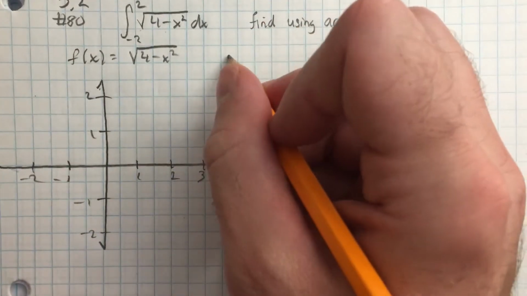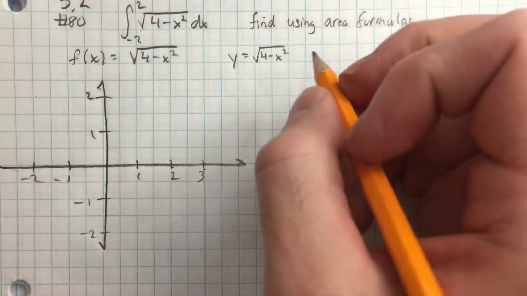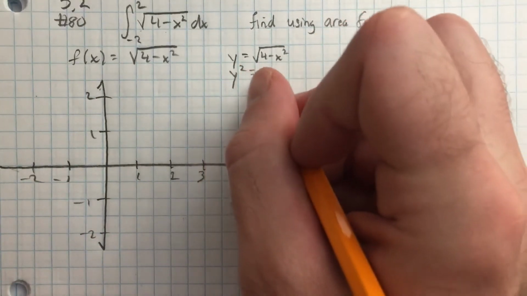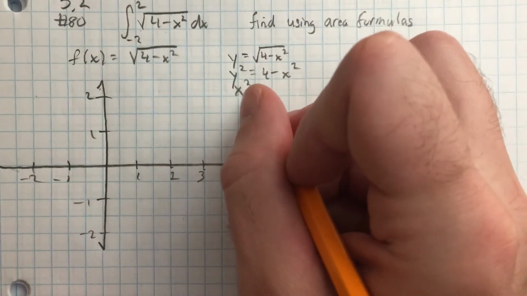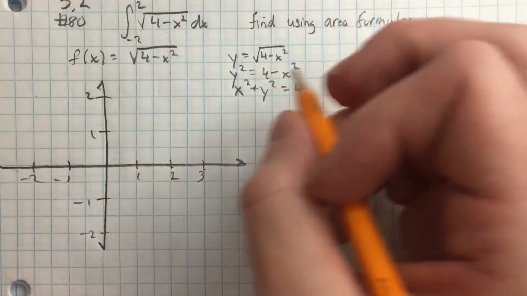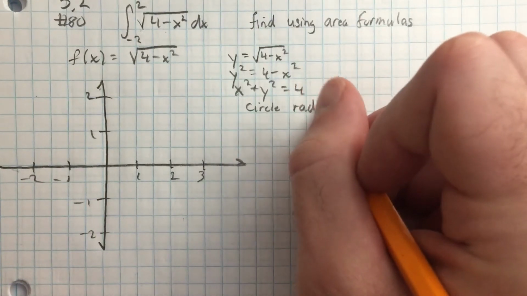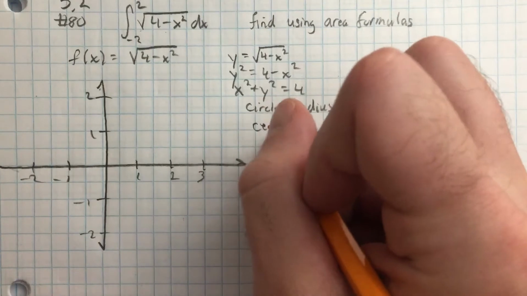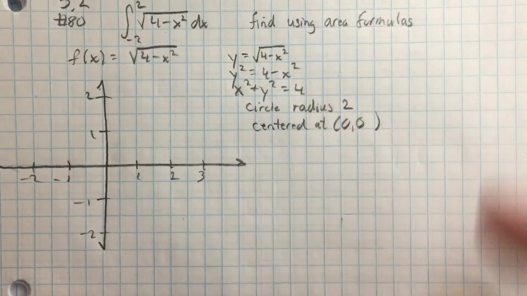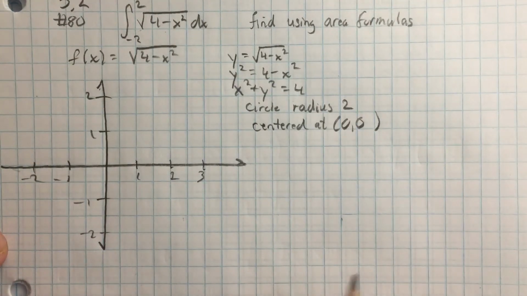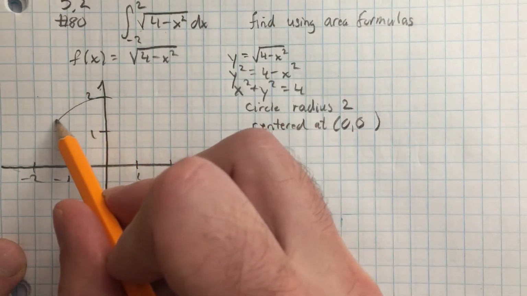So let's see, if we represented y as the root of 4 minus x squared, if we square both sides, we'll get y squared equals 4 minus x squared, which will give us x squared plus y squared equals 4, which is a circle in standard form of radius 2 centered at 0, 0. So if we go ahead and plot that on this graph now, circle of radius 2 centered at 0, 0, it's something like this.